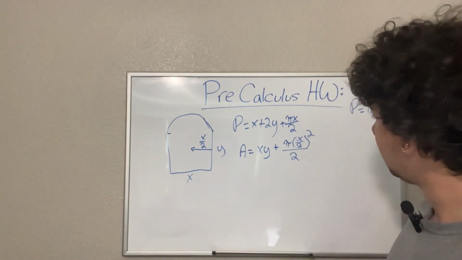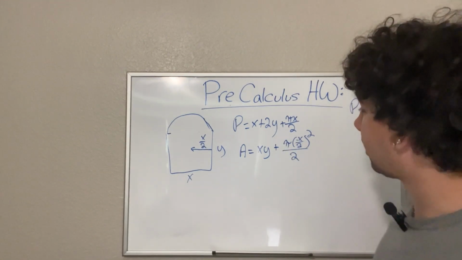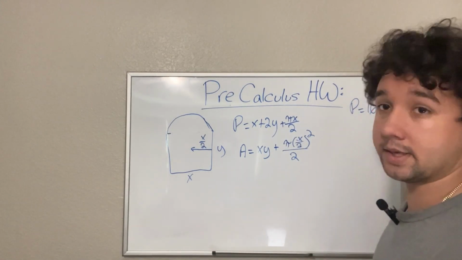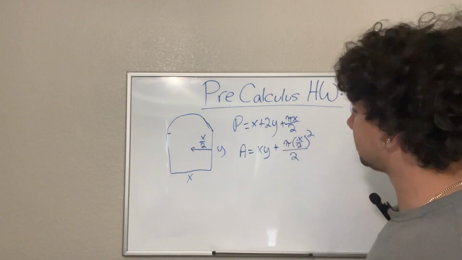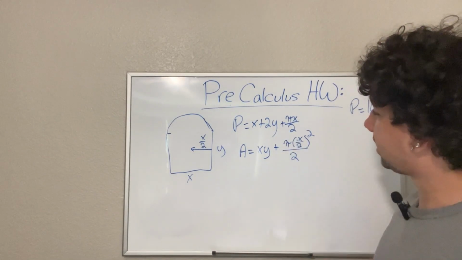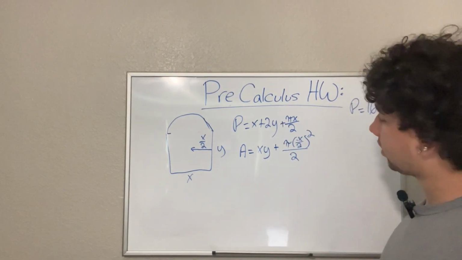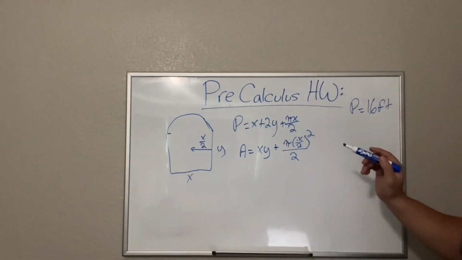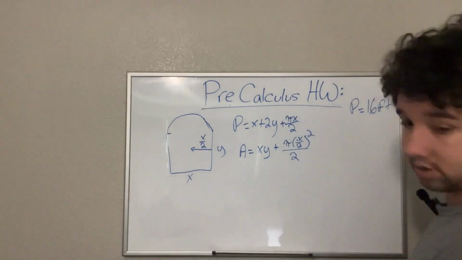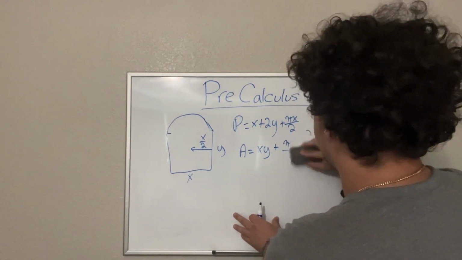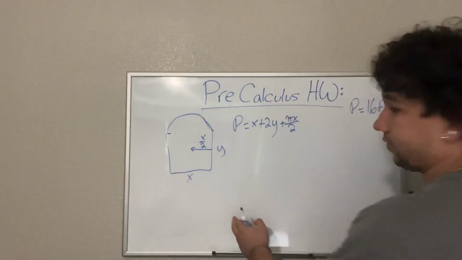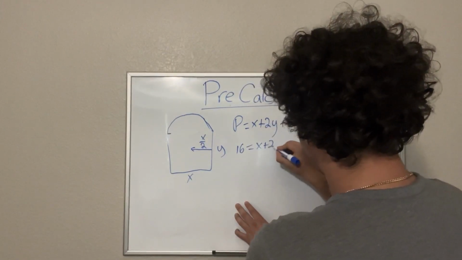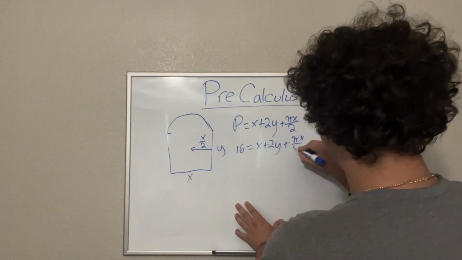But the problem is this. The reason why y is the issue right now is because I need to be able to solve this somehow, and in order for me to solve this, I need all of my variables to be the exact same. I can only solve for one variable at a time. I can't solve for 2 at the same time. So what I'm going to have to do here is solve for y. How do I do that? Well, I was provided P at the beginning of this, right? I know for a fact that P is equal to 16. So I can plug that into this equation. Let me erase this for now. So that gives me 16 is equal to x plus 2y plus pi x over 2.